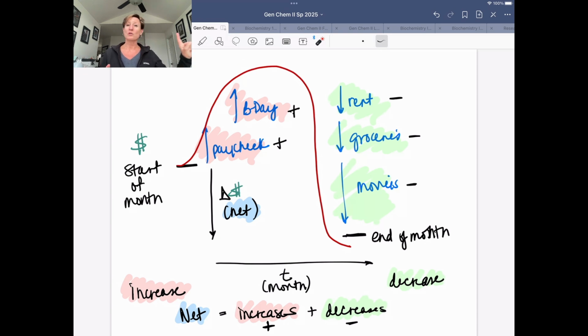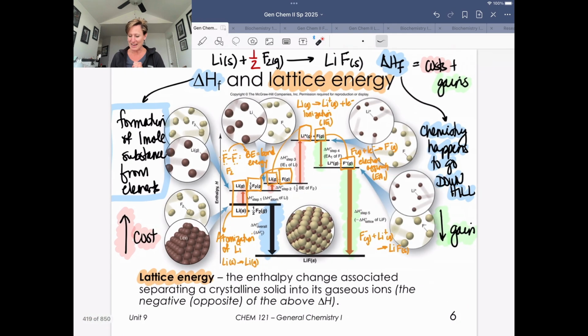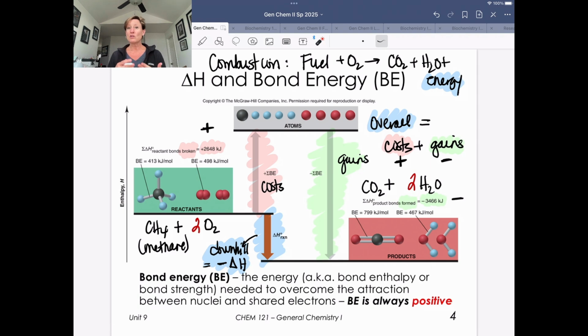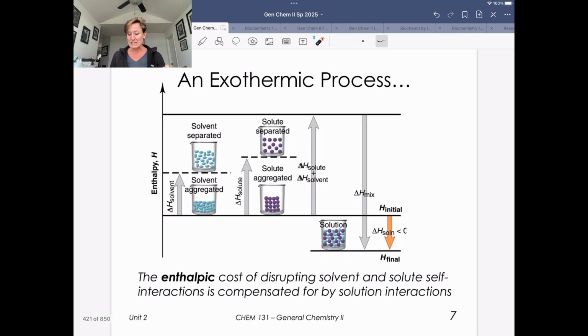If you need to go back for a review on this, I believe it was Learning Unit 2 when we talked about the energetics of chemical processes. We introduced it as a bank account analogy. We expanded on it when we talked about ionic compounds and lattice energy, and then we built on that further with covalent compounds and bond energy. Those are some really busy slides, but again, highlighting that chemistry happens with an enthalpy component for us to think about the contributing costs and gains to end up with a net overall enthalpy for the process. So we can think about the same thing for solution chemistry.